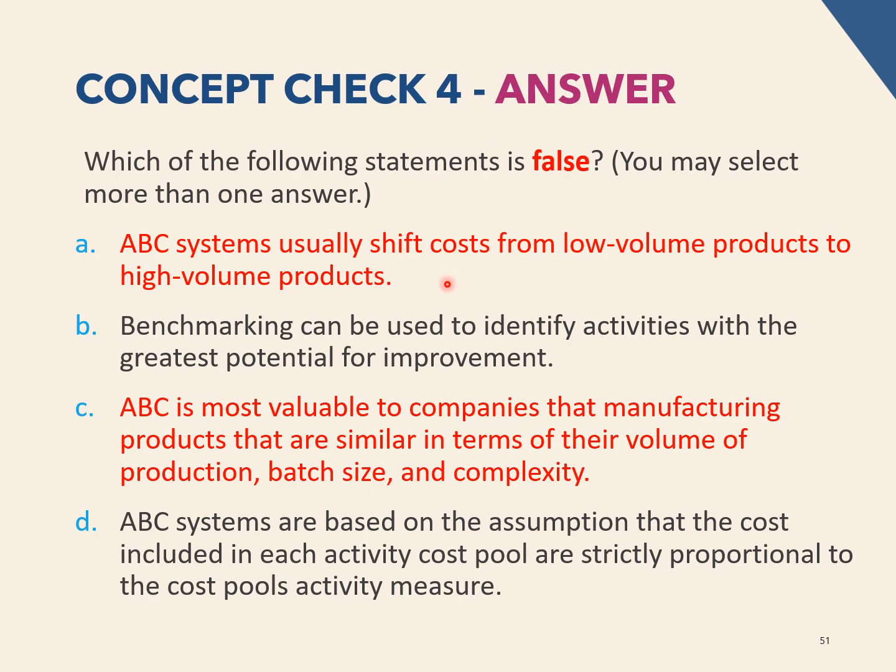Answer A, ABC systems usually shift costs from low-volume products to high-volume products, is not correct. Number C, ABC is most valuable to companies that manufacture products that are similar in terms of their volume of production, batch size, and complexity, is also not right.